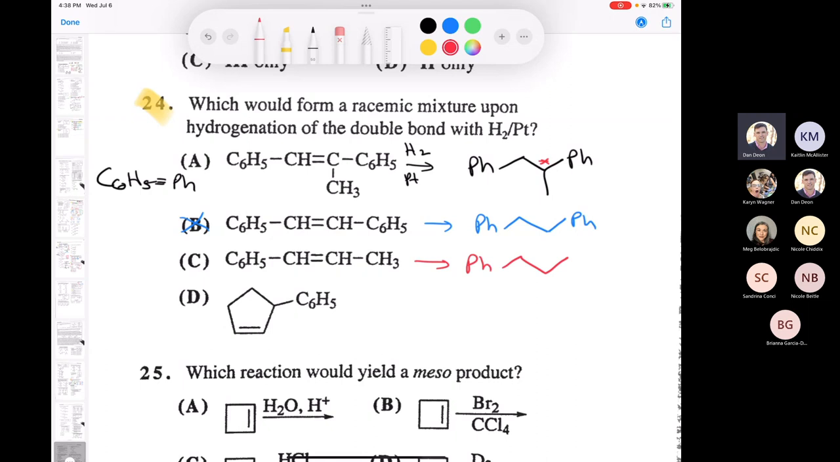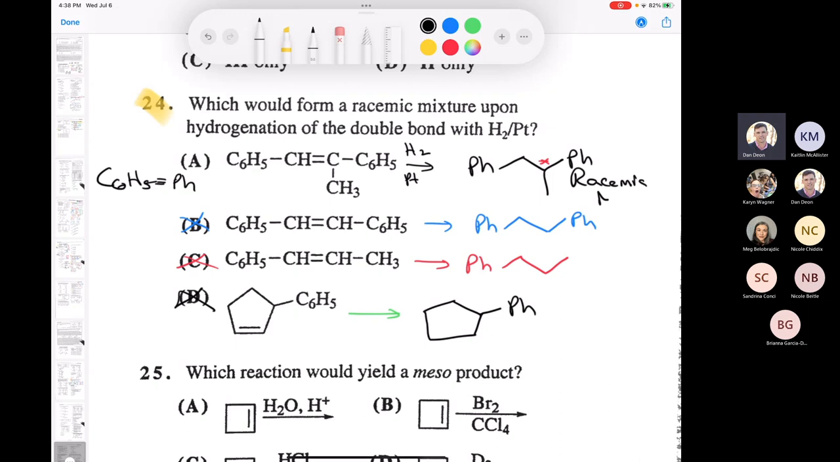There's no stereocenters in there, so that can't be the answer. And then for D, if we take D and hydrogenate that, you can see that you end up with just a 5-membered ring, and you have a phenyl, and there's no stereocenters in there. So if you hydrogenate A, since the hydrogenation can occur from either face of the molecule with a 50-50 probability, in A you're going to end up with a racemic mixture because it's the only one that you have a stereocenter in.